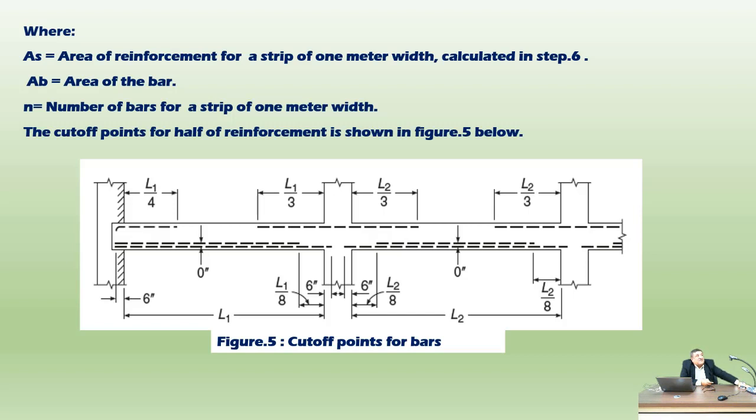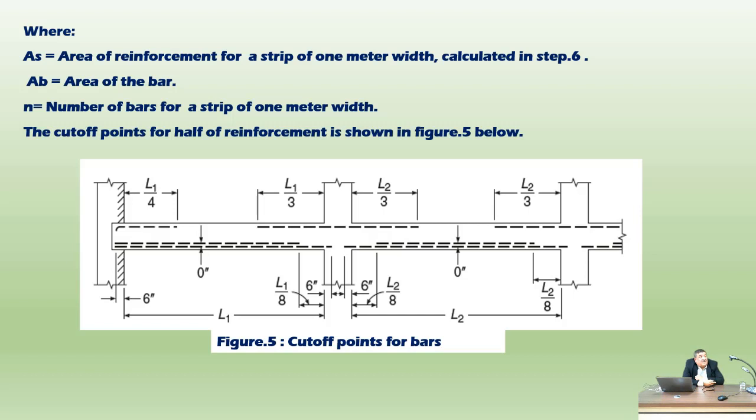The cut-off points for half of the reinforcement are shown in the figure below. Figure 5, cut-off points for bars. The positive moments are cut at L1 over 8 or L2 over 8 for the first span and second span respectively. Here, 1/2 of the reinforcement is extended and the other half is cut off.